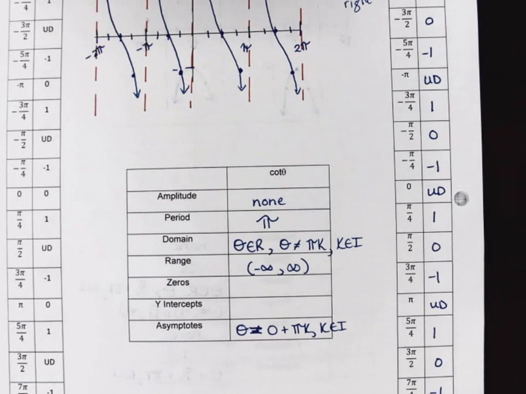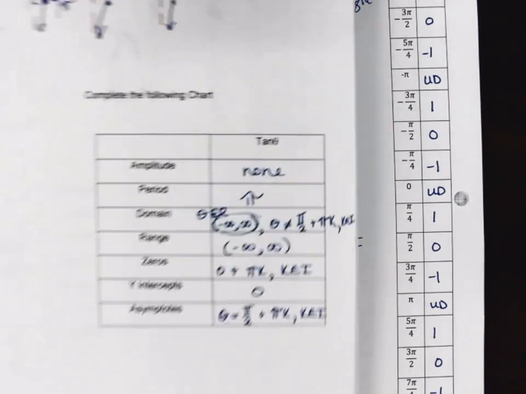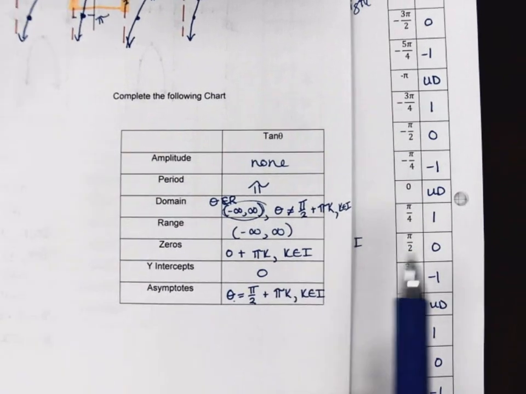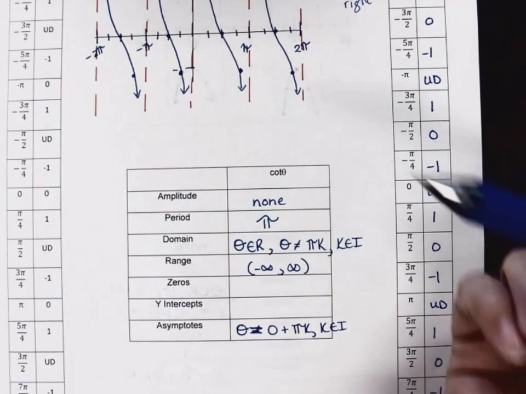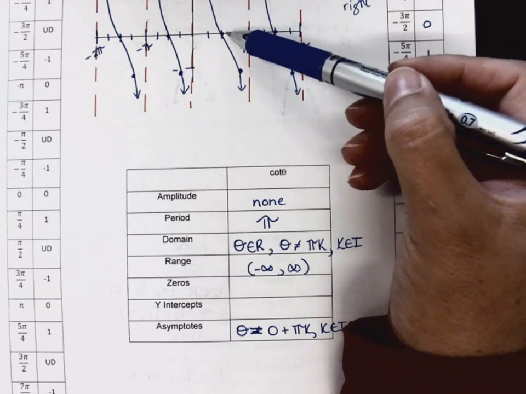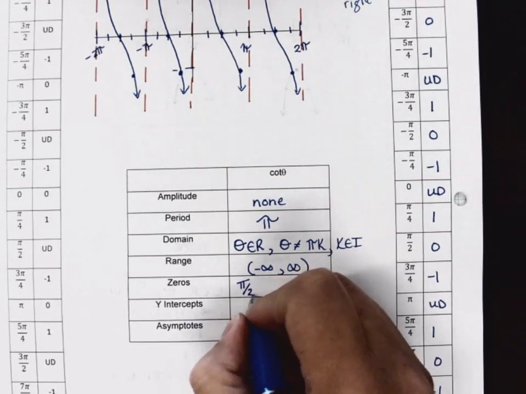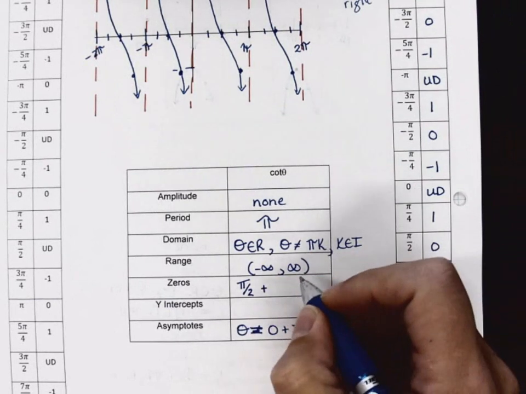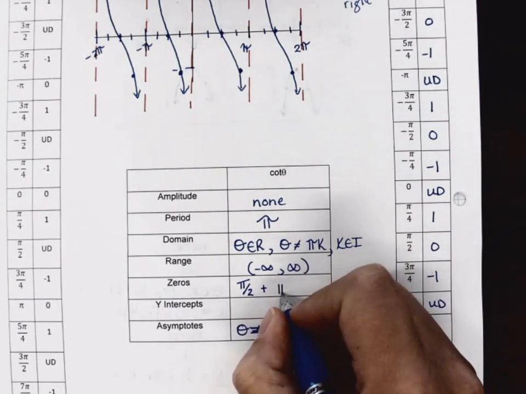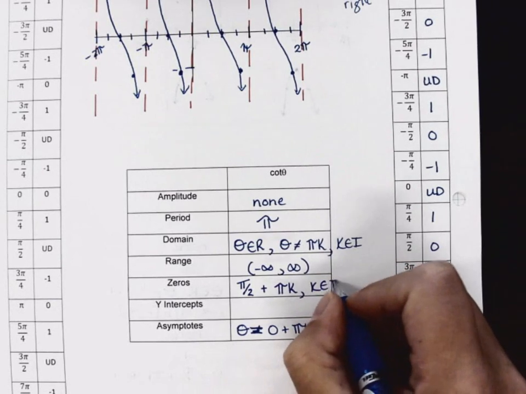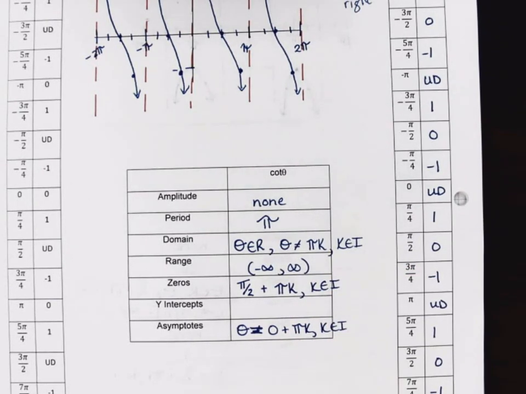Okay, zeros of the function. Just like on our tan graph, we've got lots of them. So we have to create a general solution for them. So my first positive 0 happens at pi over 2. So I've got pi over 2 plus, my next one happens at pi k, where k is an element of the integers.